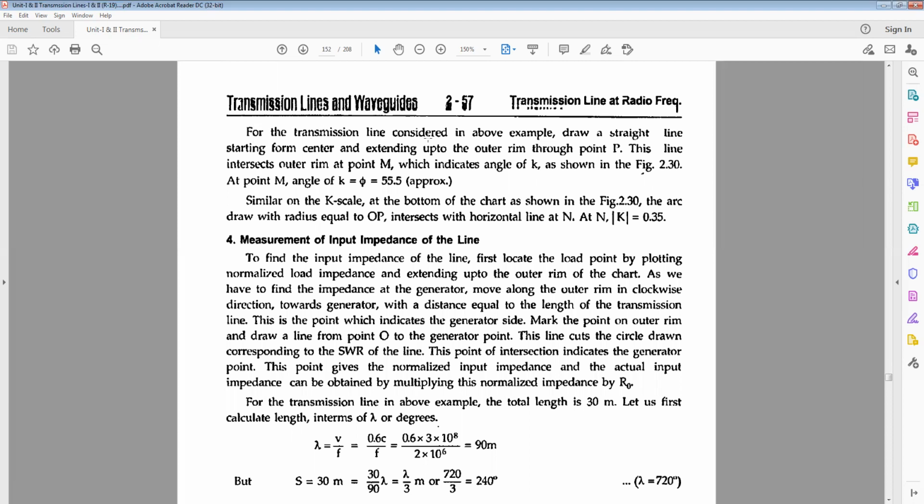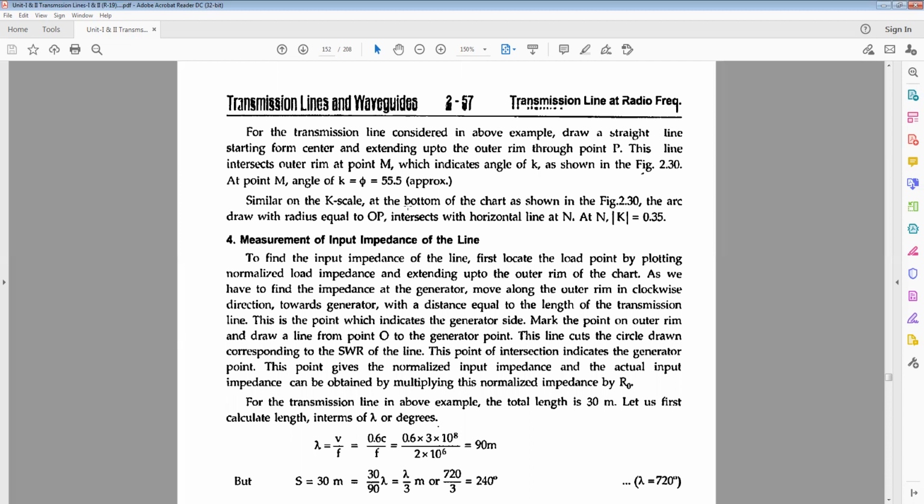Okay, from the transmission line considered in the above example, draw a straight line starting from the center and extending up to the outer rim through the point P. This line intersects the outer rim at the point M, which indicates the angle of K. As shown in the figure, at M the angle is 55.5.